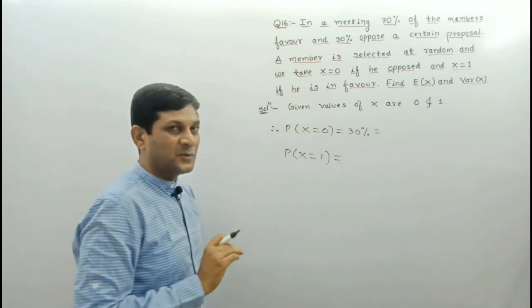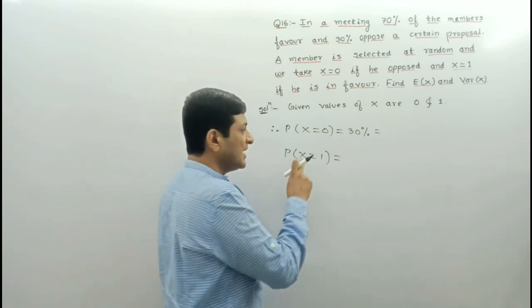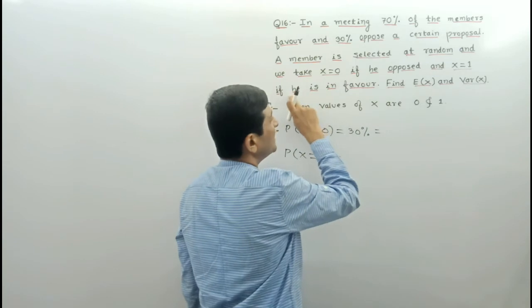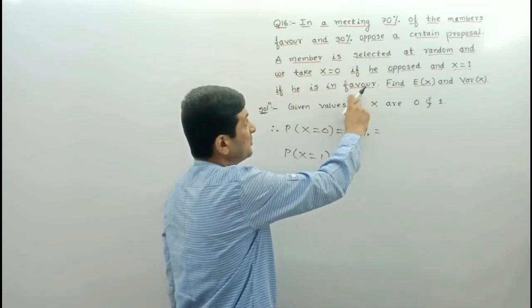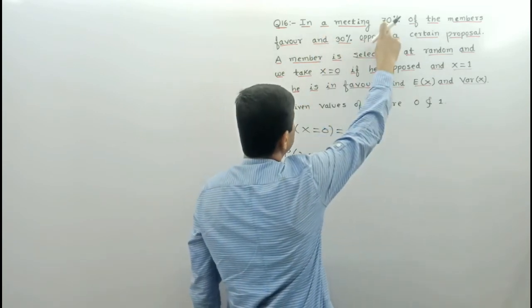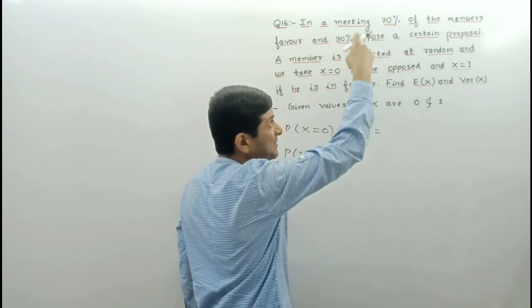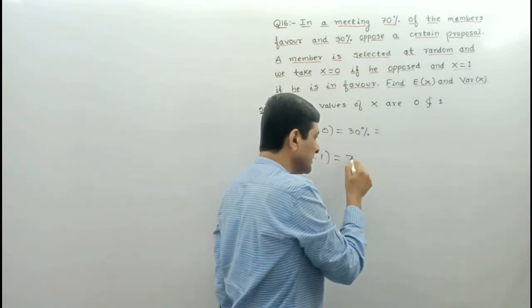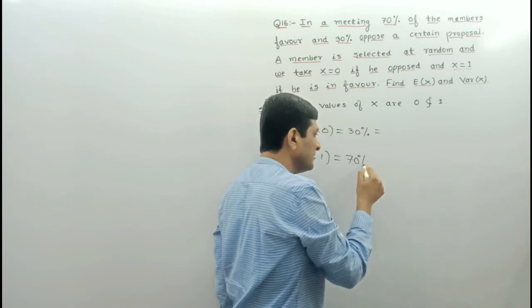P of x equal to 0 is given to us as 30%, and x equal to 1 means they are in favor of the proposal. And in a meeting, how many members are in favor of the proposal? 70%. This means this probability is given to us in our example as 70%.